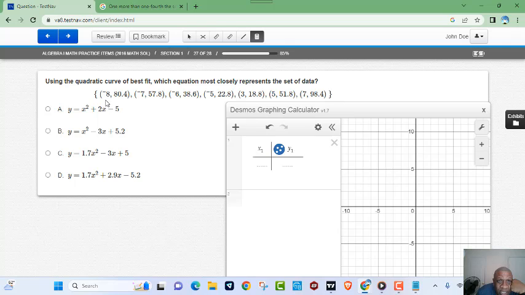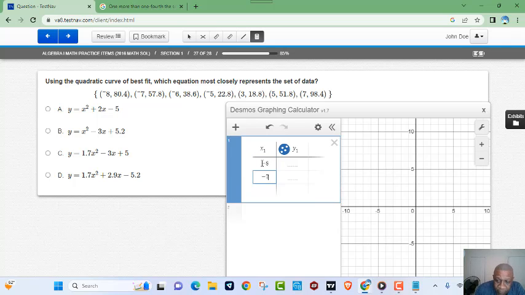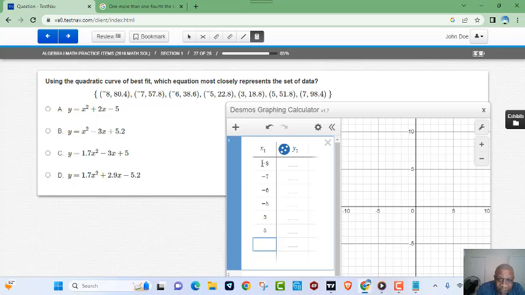So it looks like my x's are going to be -8, -7, -6, -5, 3, 5, 7. All right, so -8, -7, -6, -5, 3, 5, 7.